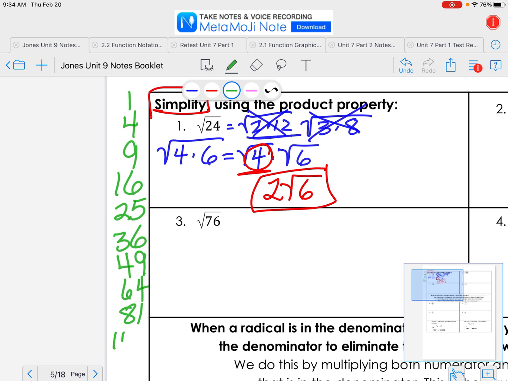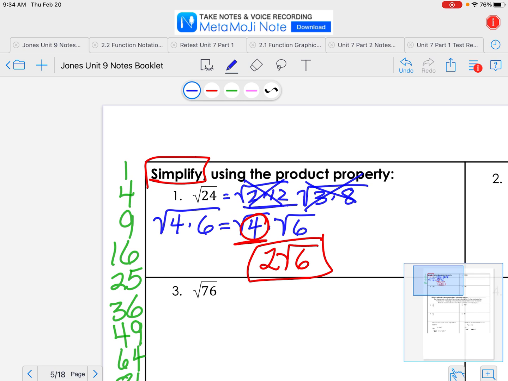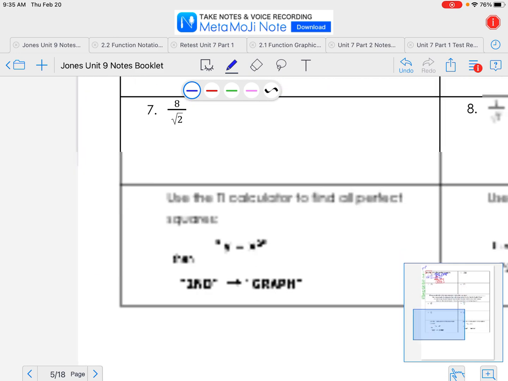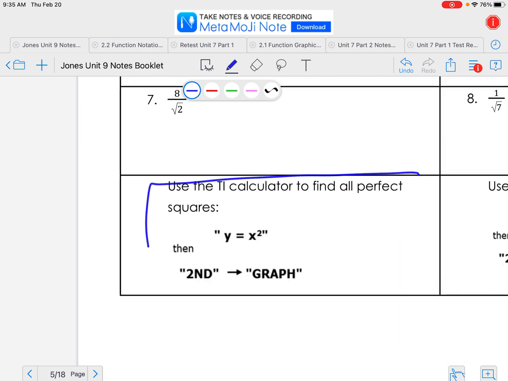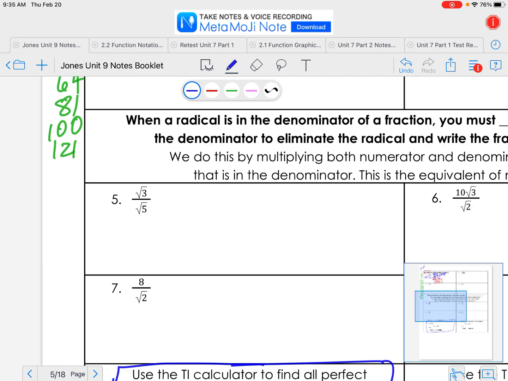So let's say that you don't remember your perfect squares. You can go to your calculator, hit the y equals button, put x squared, go second table, and it will list the perfect squares for you. Now, I've written this right down here in case you need a little reminder that this is the way the calculator can help you if you don't know your perfect squares.